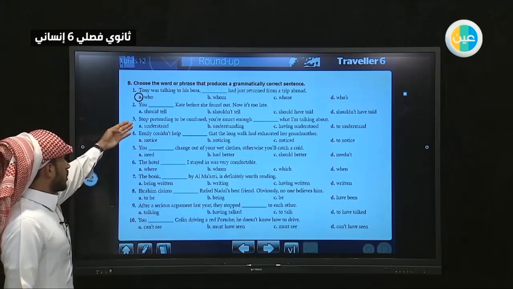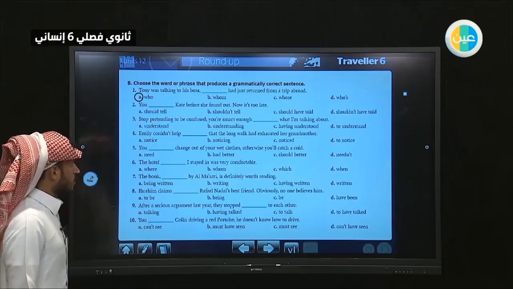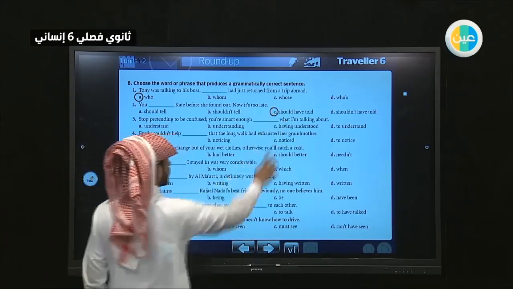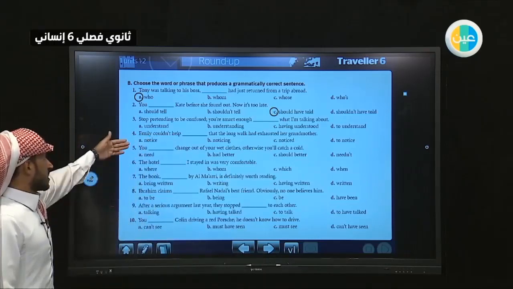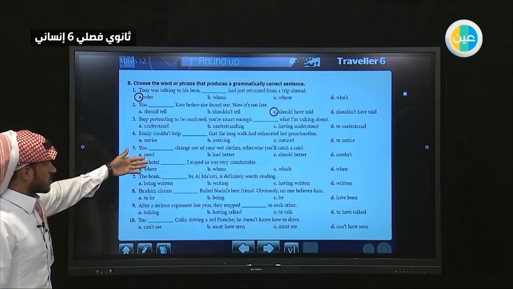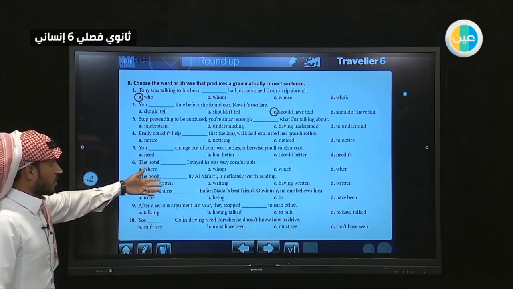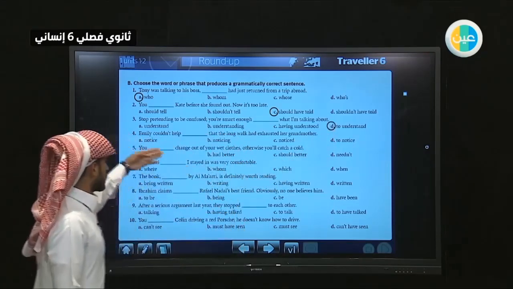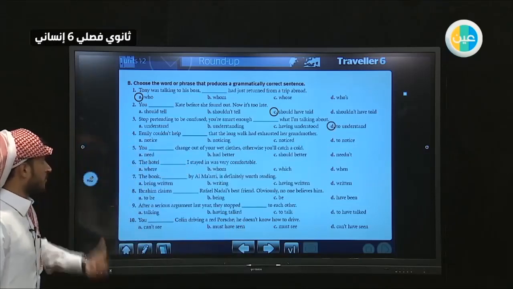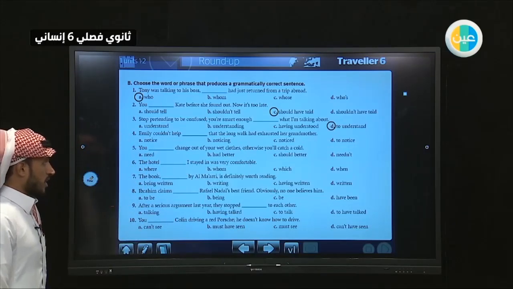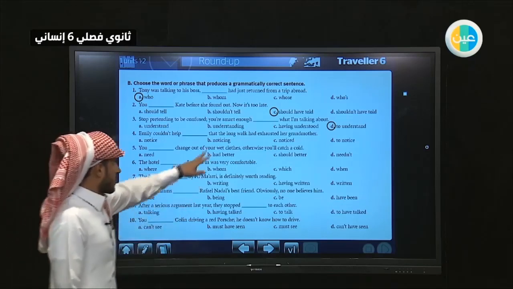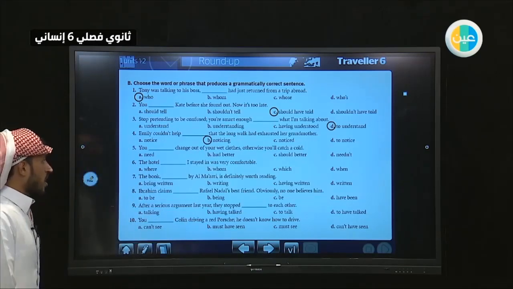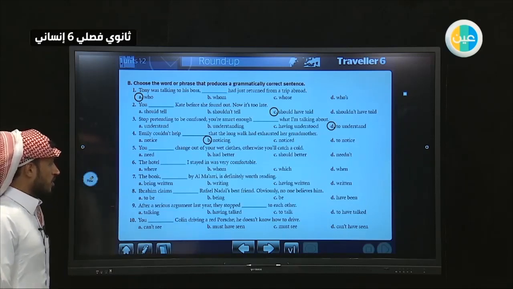Number 2, you, Kate, before she found out. Now it's too late. You should have told. Number 3, stop pretending to be confused. You are smart enough what I'm talking about to understand. Emily couldn't help that long walk had exhausted her grandmother. Noticing. You change out of your wet clothes, otherwise you will catch a cold.